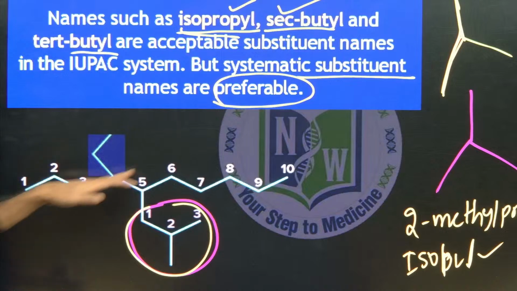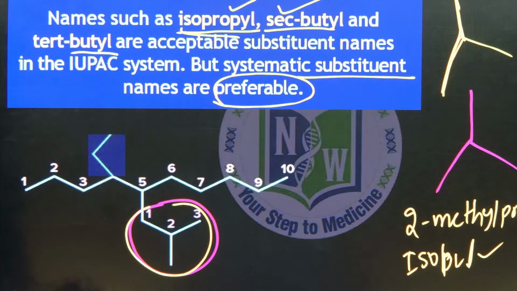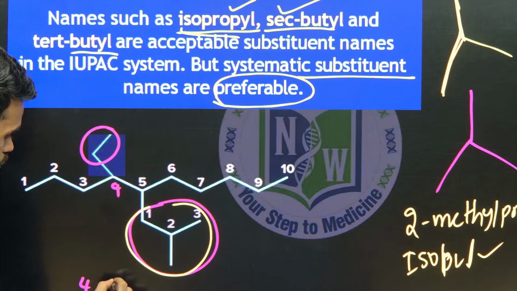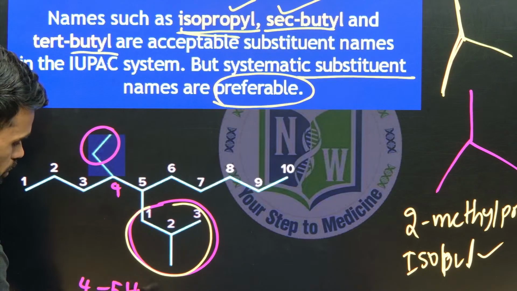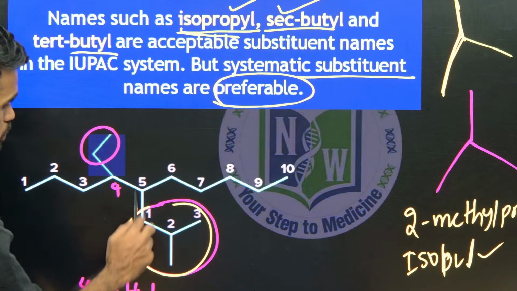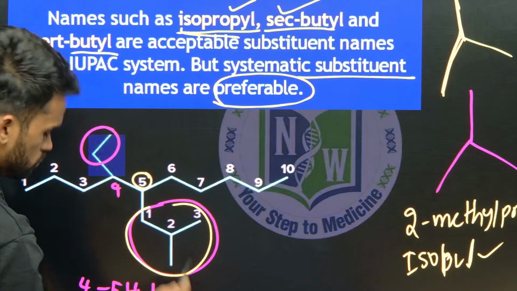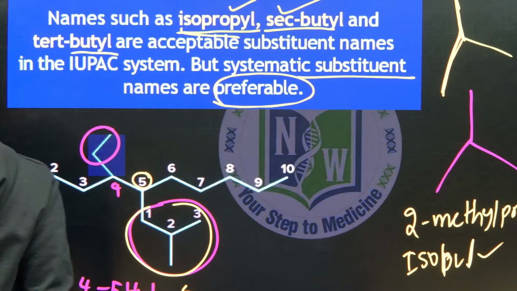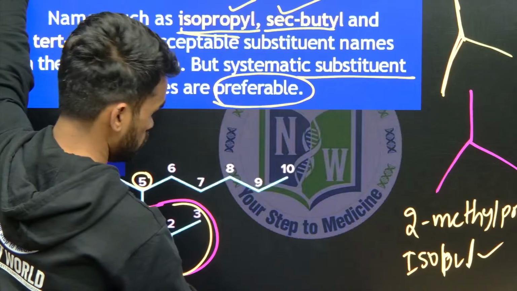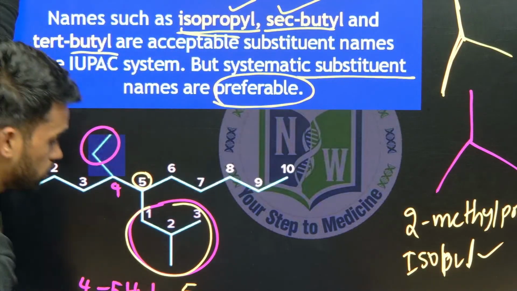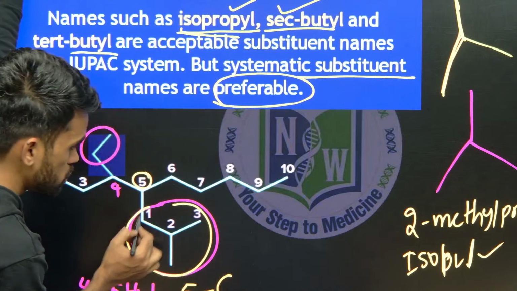See, here we got the parent chain. After getting the parent chain, at the 4th carbon we have an ethyl group. Mention that, 4-ethyl. After this, alphabetical order allows for this substituent. Right now, what is the position of the substituent? 5 now. Sorry. Open the bracket, and 5, at the 5th position we have this group.